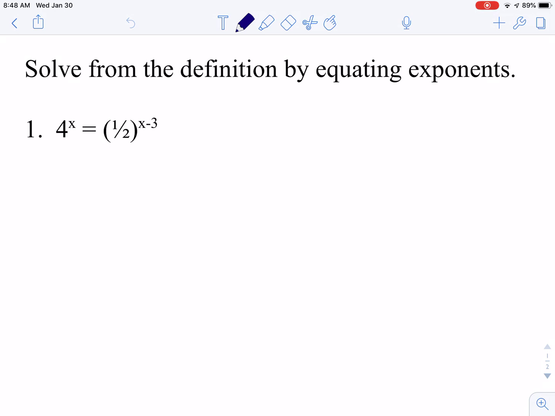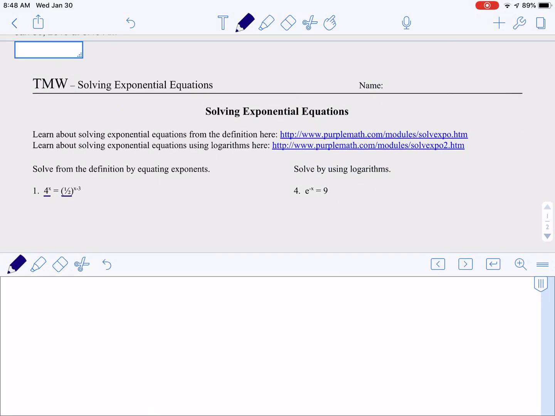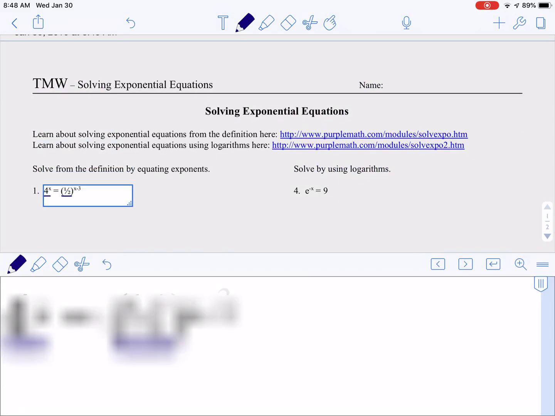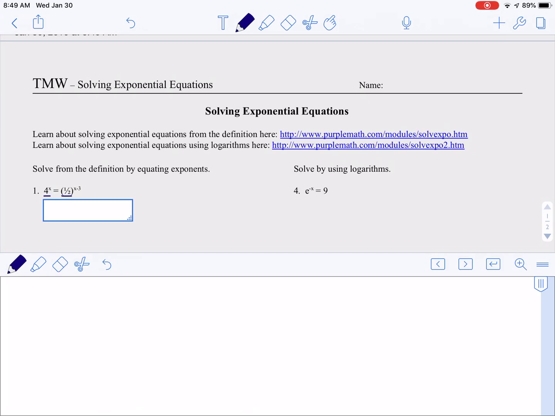So, the definitions mean that we can write both 4 and 1/2 as the power of something that's the same. All right, so let's think about what that's going to be. So 4 can be written as 2 squared. So this can be written as 2 squared to the x power.